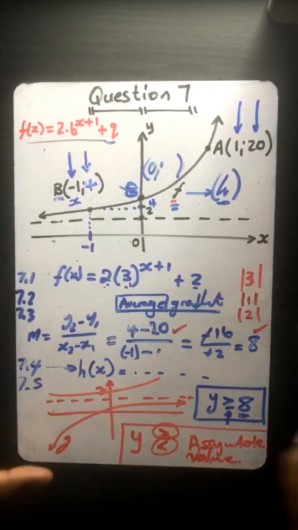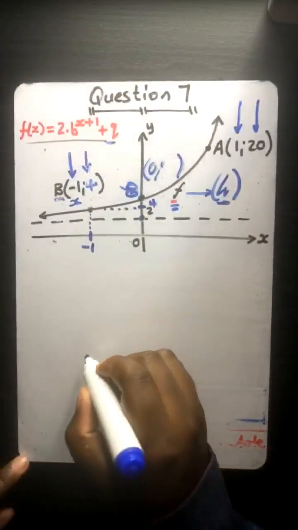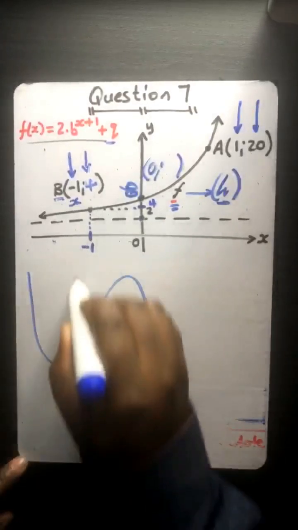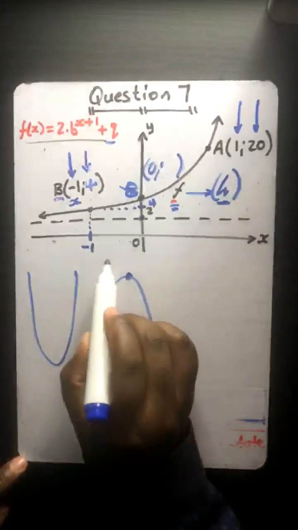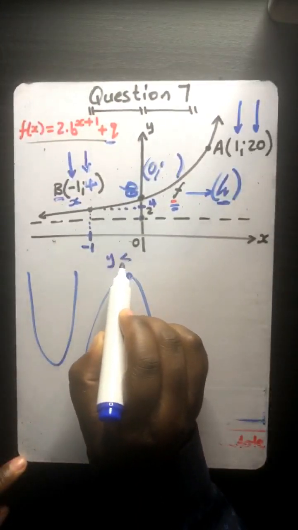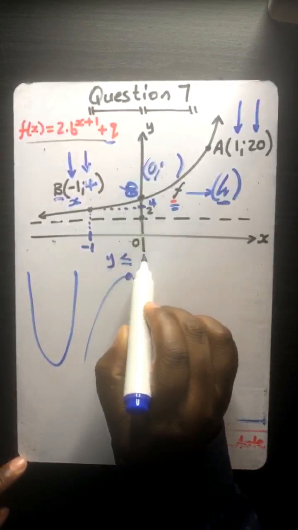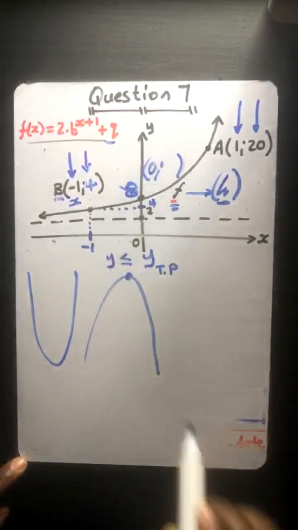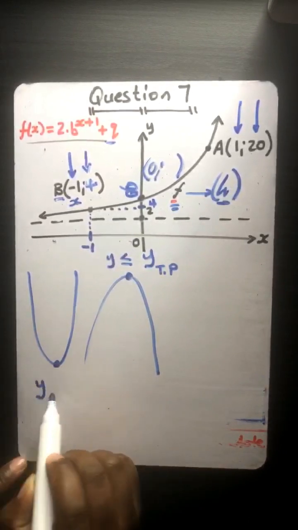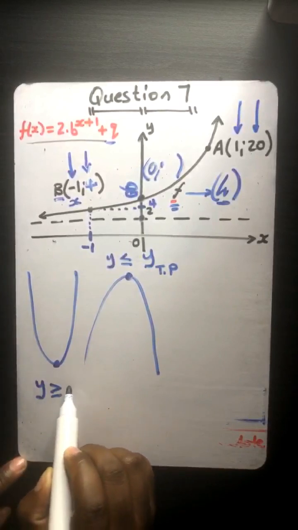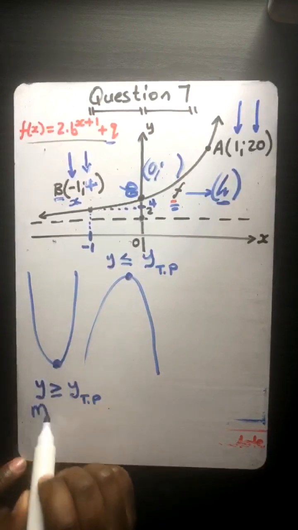And then maybe let me also say this, Moleboge, it's only when it comes to that and also that, where you say for this one of a said shape, you say y is less than or equal to the y value of the turning point. You can also note it down as your notes. And then here you are going to say y is greater than or equal to the y value of the turning point. And this value is called the minimum.